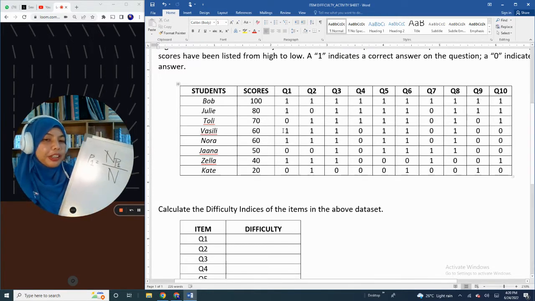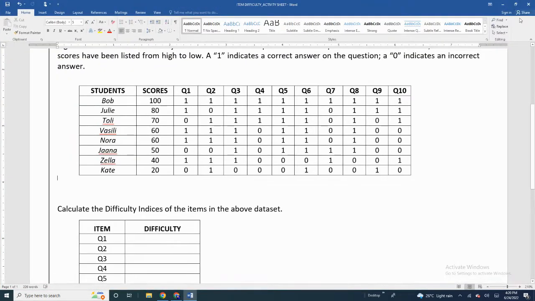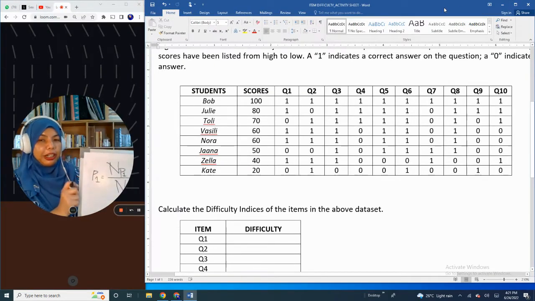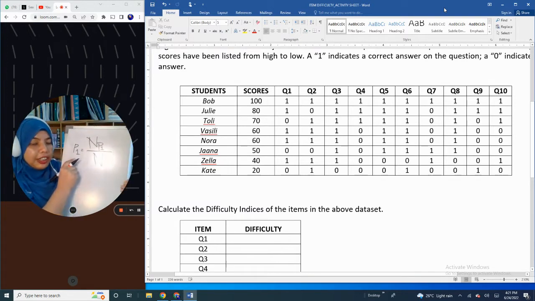When you calculate item difficulty index, we are calculating by item. So you should not be calculating based on horizontal data. What you should be looking at is by item. You need to go vertical. All right, so let's do item 1. Item difficulty index for item 1.